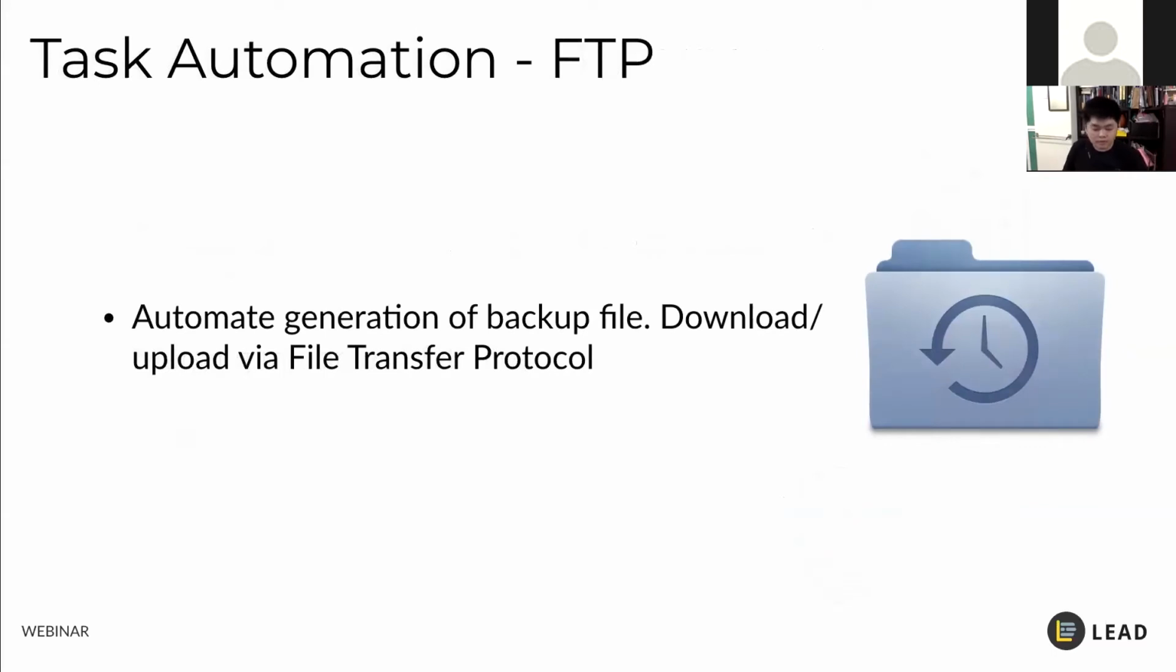So the next one, task automations, FTP. Imagine I want to download something, okay? I want to download a file from a website. Downloading one file is easy, but if I want to download a lot of files, I need to click one file by one file from the user interface to download. Imagine you can use Python to download all the files that you want from the website.